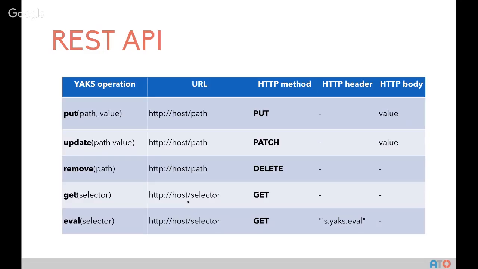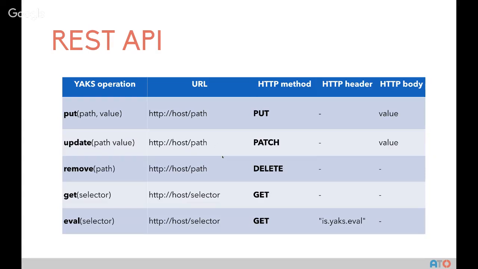So now a quick view on the REST API. Actually, we made this quite simple. We really mapped the YAKS operations on the existing HTTP methods. So you can do a put in YAKS on a path and a value using the put HTTP method on the URL, the host being your YAKS service with the appropriate port for the REST API. And you just use the path that you want to put. And the HTTP body shall contain the value that you want to put for the path.